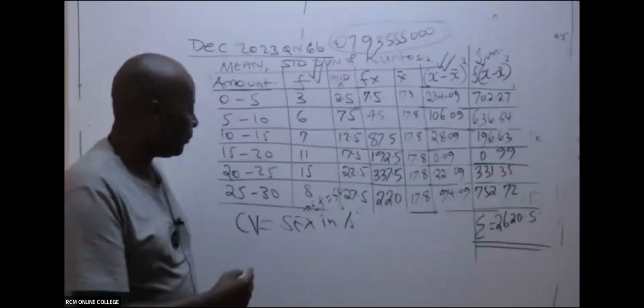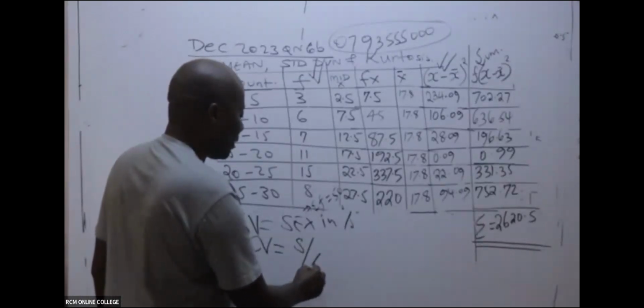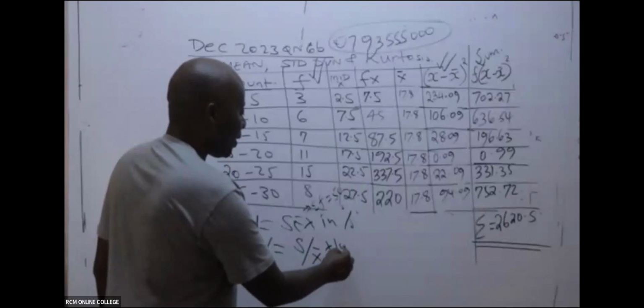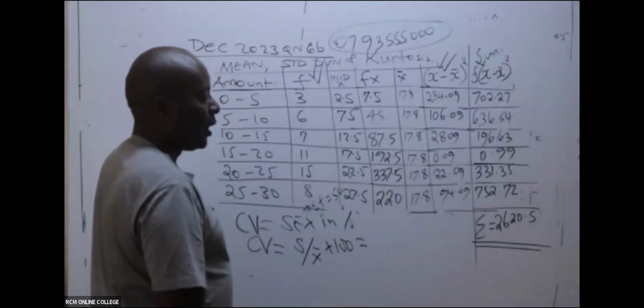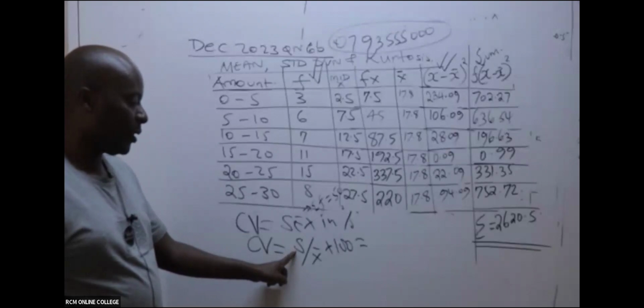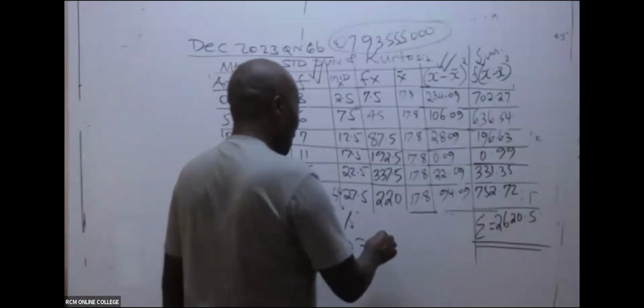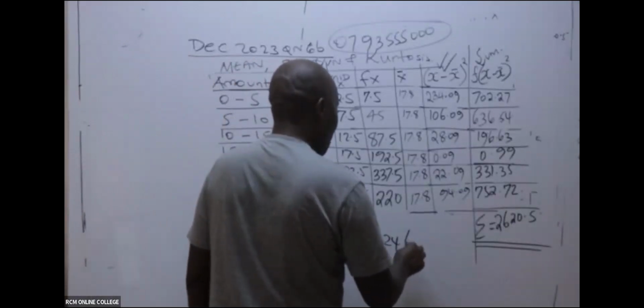What do you mean, Mwalim? My CV here will be S over X bar times 100. S is the standard deviation. Do we have the standard deviation? Oh, yes, it is 7.24.